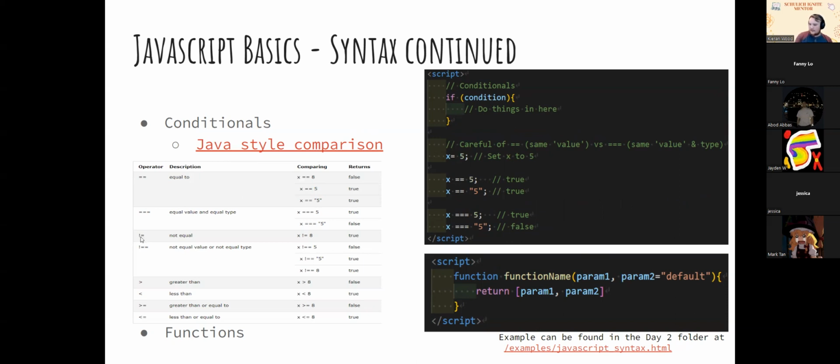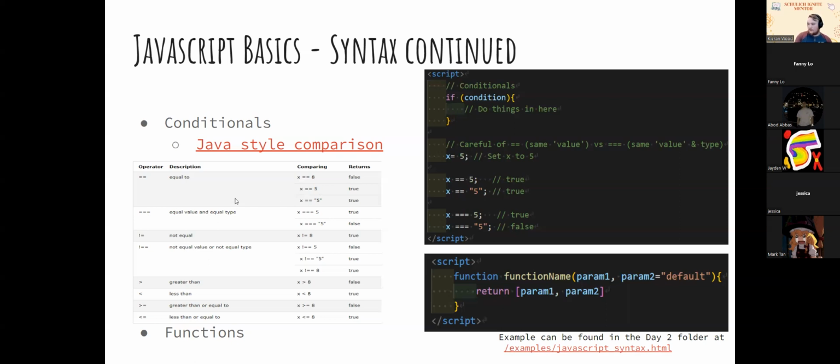There is exclamation point equals, which means not equal to. And then there's these ones that have the extra equal sign on the end. In JavaScript, you don't have to put any types in for any of your stuff. And so what'll happen with these two equal signs is that it will kind of fuzzy find whatever you're looking for.